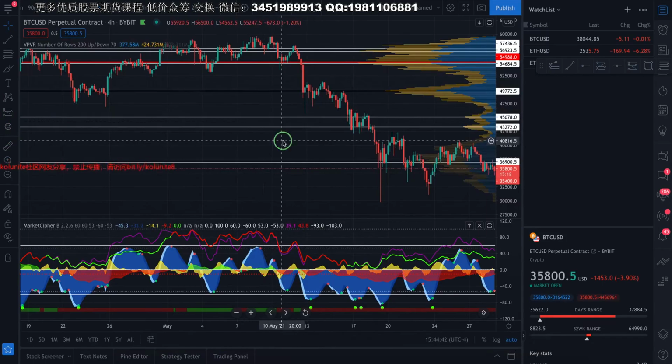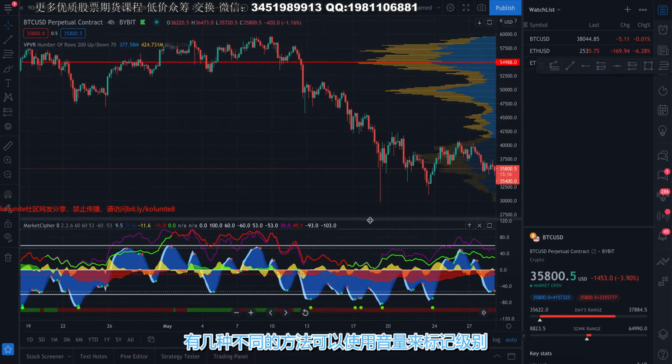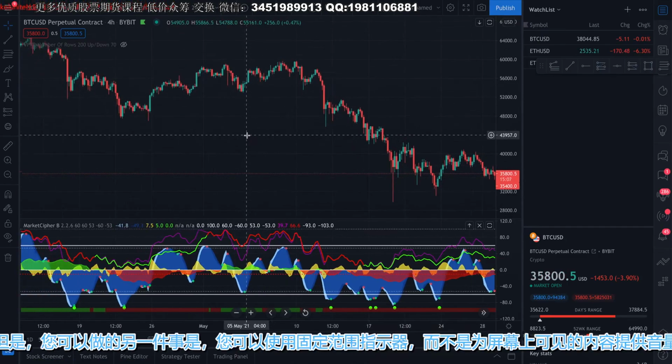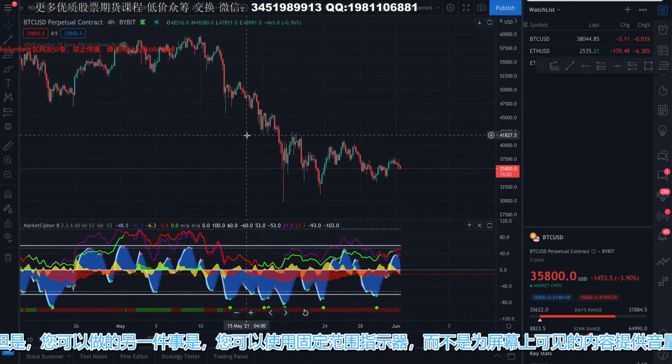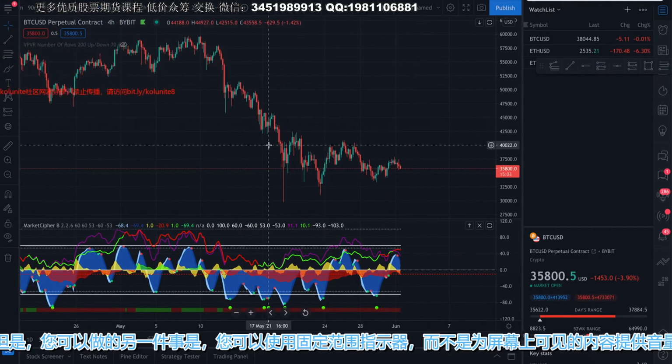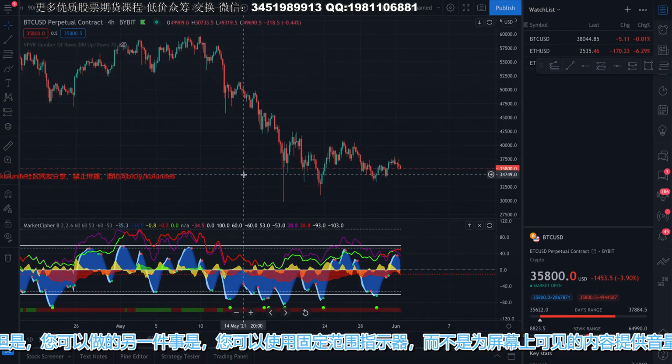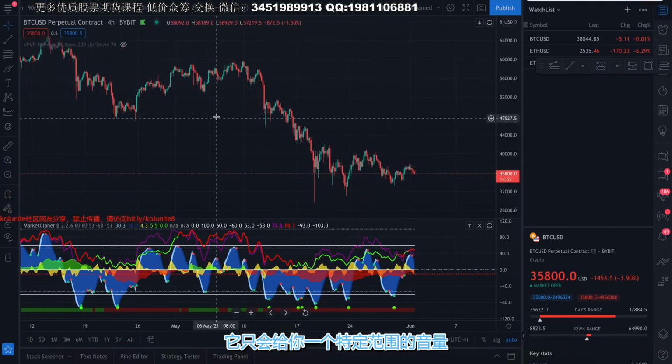Okay? Now, there's a few different ways to use volume to mark levels. You can use the visible range, also known as the VPVR indicator. But something else you can do is you can use a fixed range indicator. A fixed range is, instead of giving you the volume for what's visible on the screen, it will give you the volume only for a specific range.